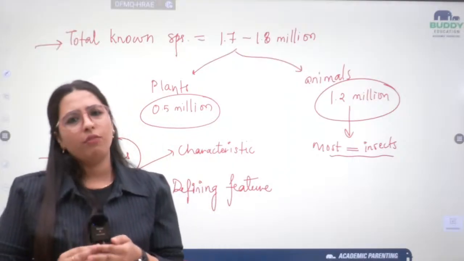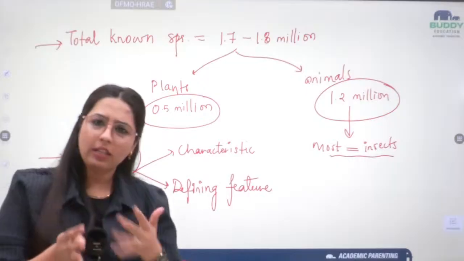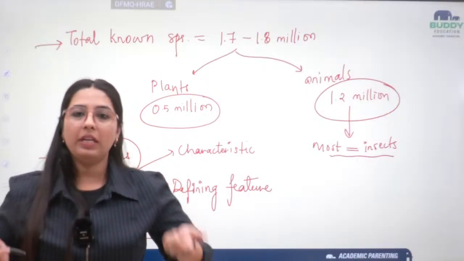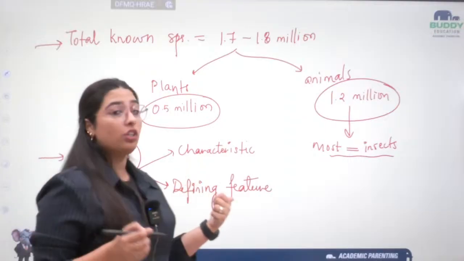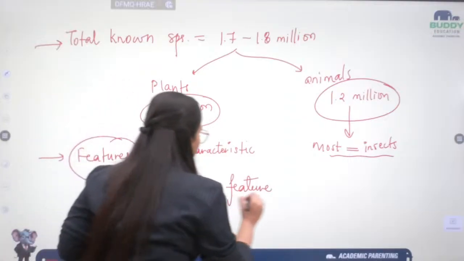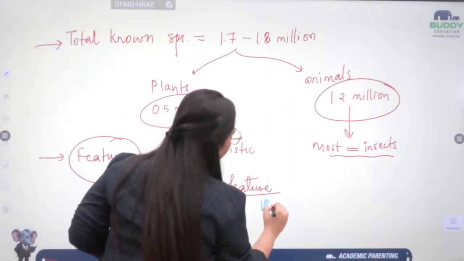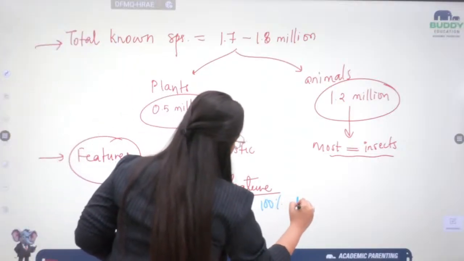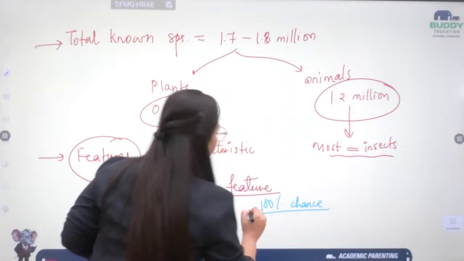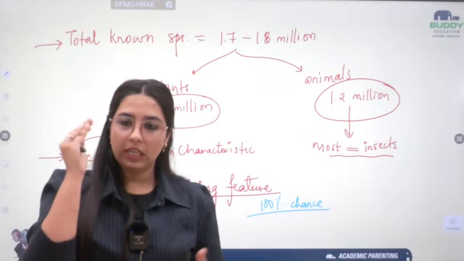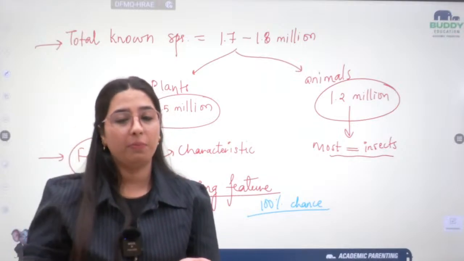Characteristic feature is something that is present, that will be there, but it is not mandatory to be there. But if I talk about defining feature, there should be 100% chance of being there. The presence should be 100%. Defining features means it should be present 100%.